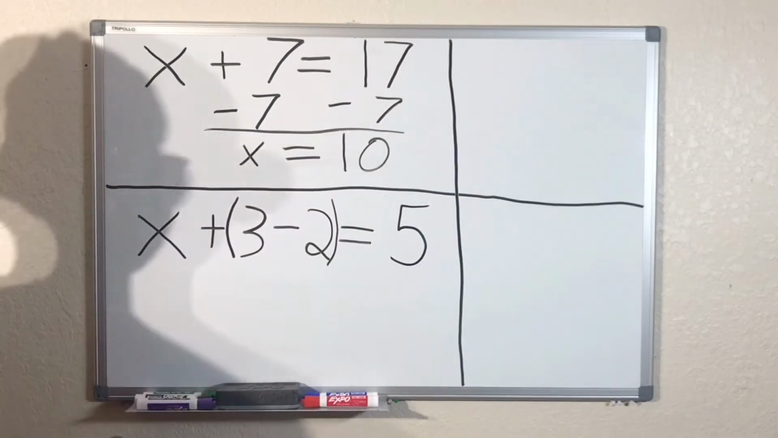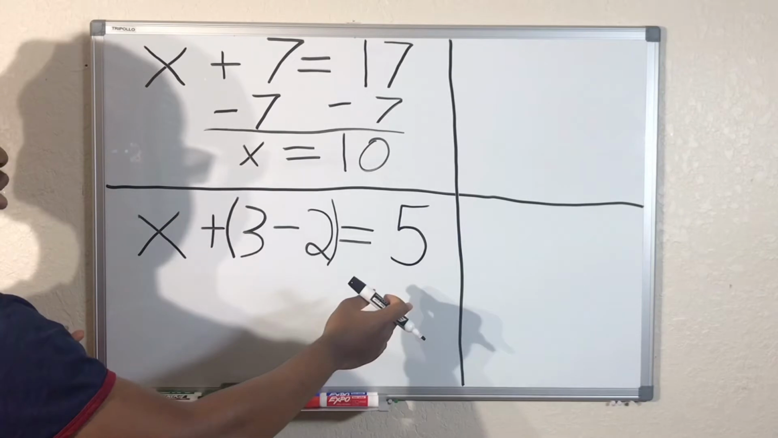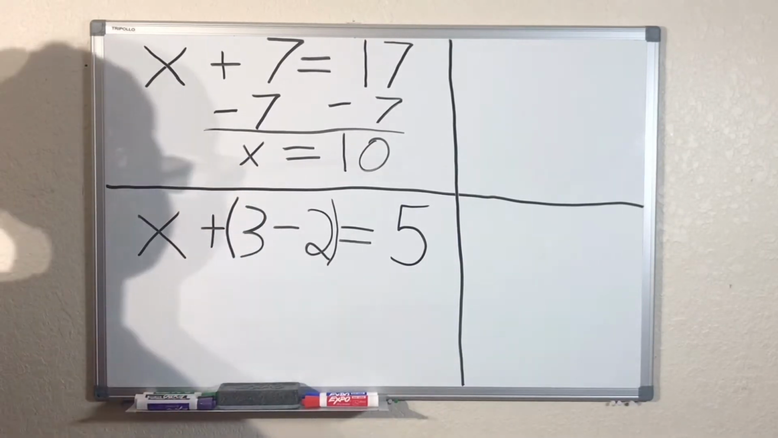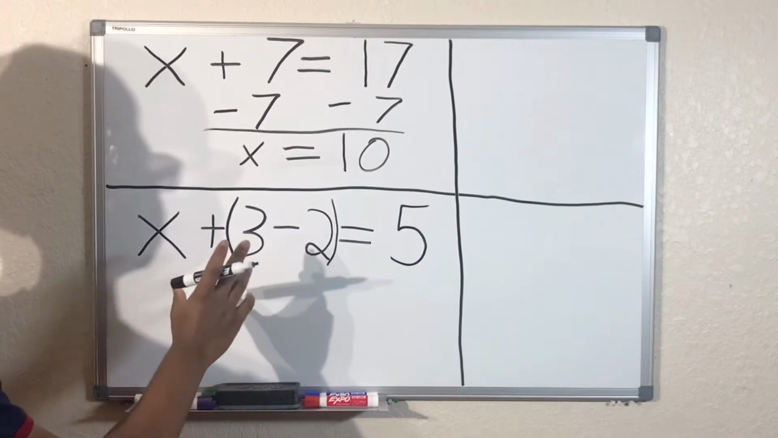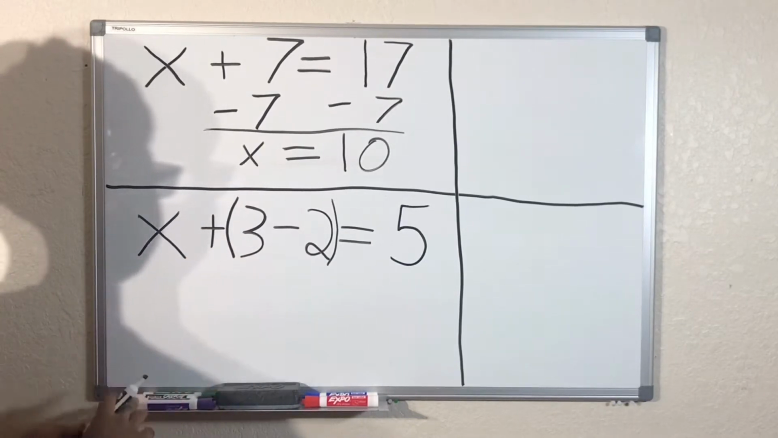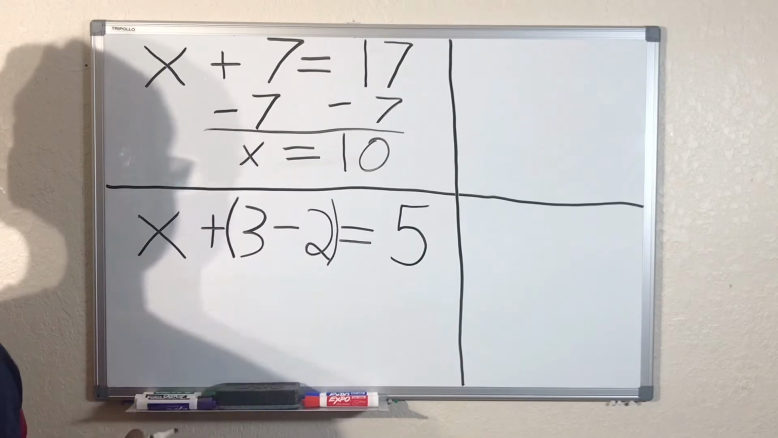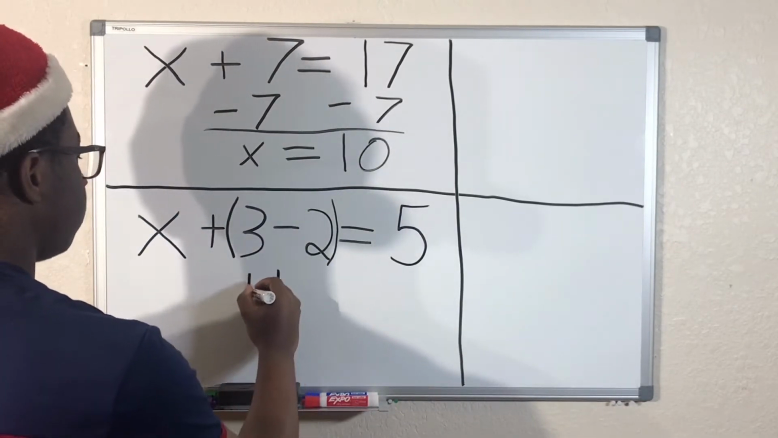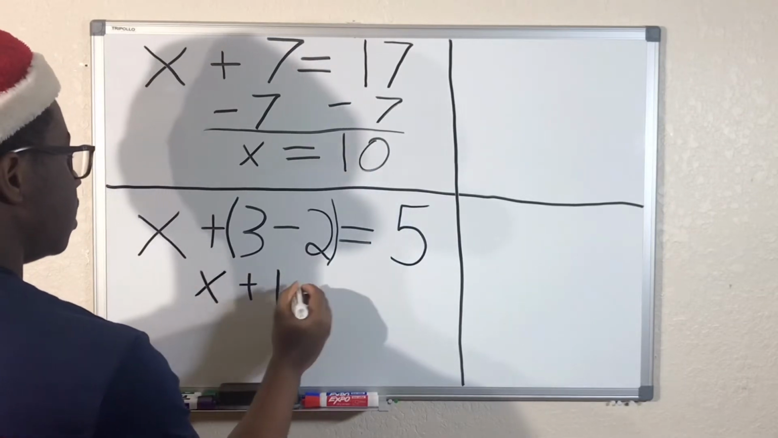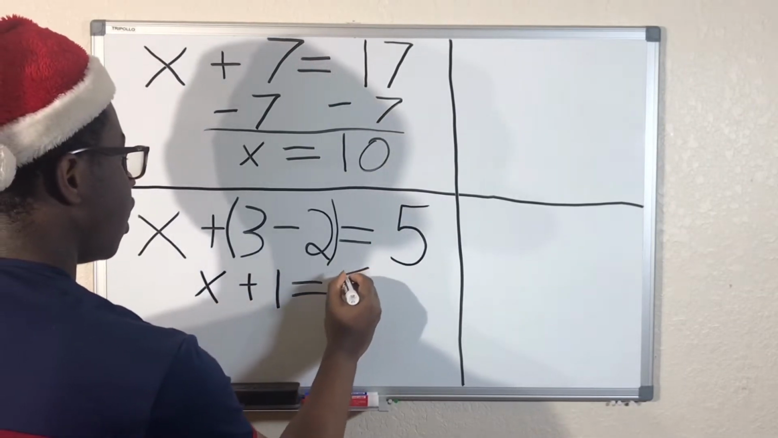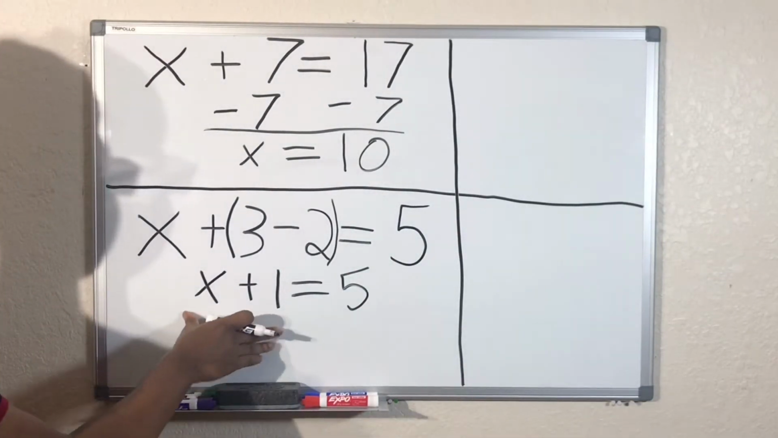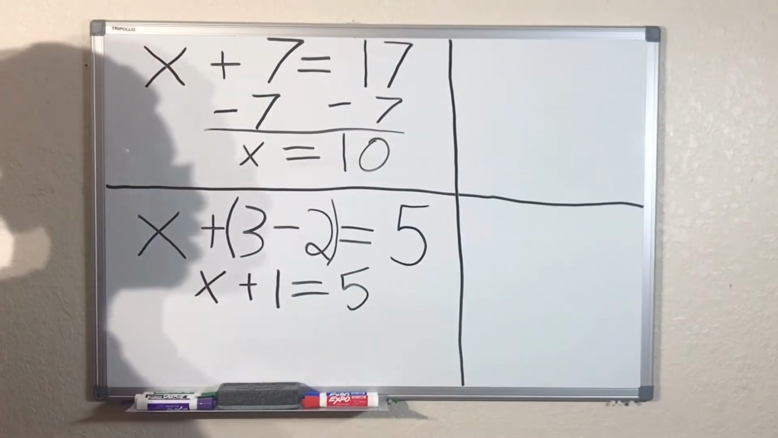Let's look at the next question. So it looks a bit longer, but don't let that fool you. It's just as easy as the first one. All you have to do is solve what you can solve. We know that 3 minus 2 is 1. Let's bring that down. So we have 1 plus x is equal to 5. So this looks just like this equation. So how about you pause it and try this on your own?